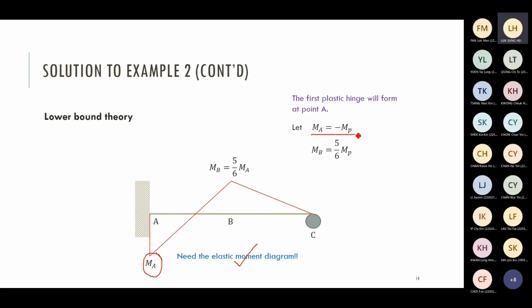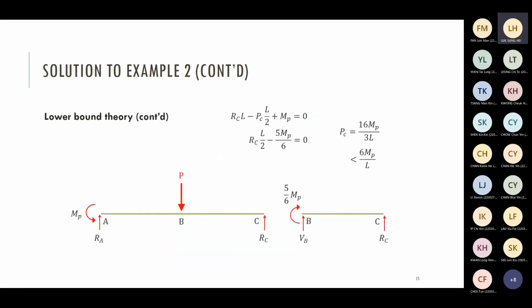And then using the moment diagram, you can express the moment at point B in terms of MA. You can express MB in terms of MA using the plastic moment. We try to express our moment at different positions using MP. MP, plastic moment, is a well-defined value. MP is equal to the yield strength times the plastic modulus. So MP is a well-defined number that depends on the cross section. So we have some extra conditions for this problem.